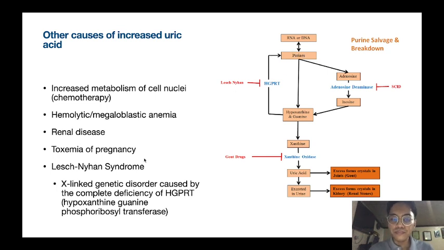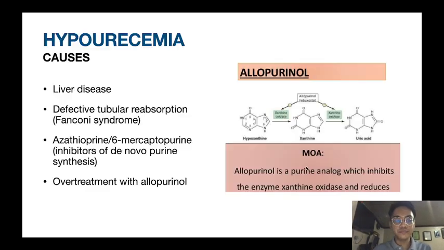Okay? So, Lesch-Nyhan syndrome is an X-linked, so mostly the boys will be affected. Genetic disorder caused by the complete deficiency of HGPRT or hypoxanthine guanine phosphoribosyltransferase. So kapag may Lesch-Nyhan syndrome ka, wala kang HGPRT. So imbes na masalvage siya to become purines, lahat siya pupunta dito to become uric acid. Okay, gets nyo guys? That's why in Lesch-Nyhan syndrome, there will be increase in uric acid.